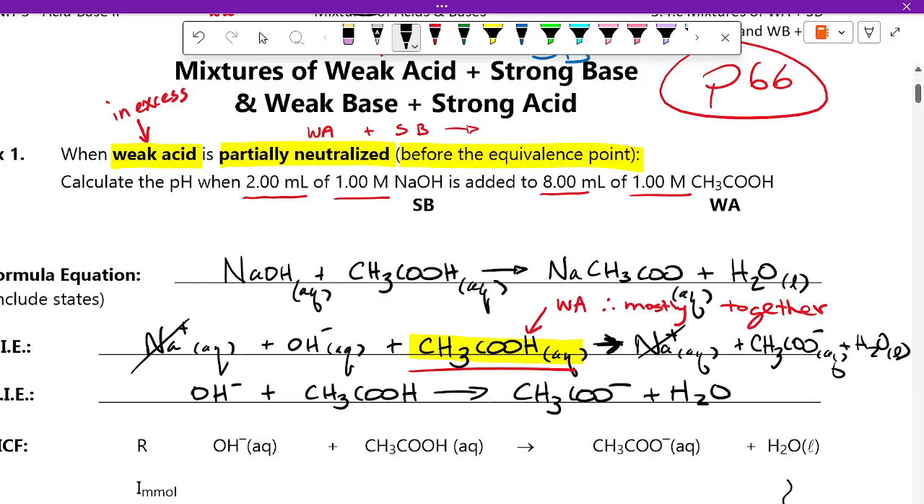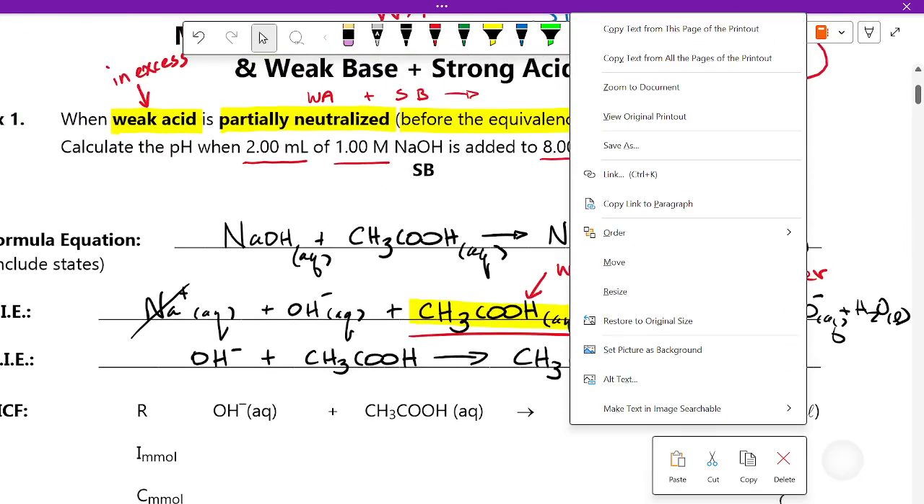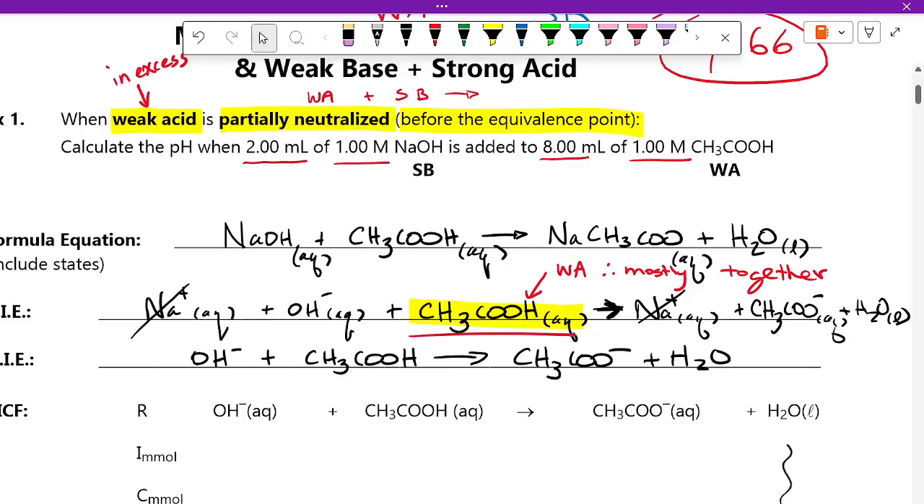And now we are going to do a RICFA table. Sorry, yes, a RICFA table, not a RICE table, because this is going to completion. So in order to do our RICFA table, what do we need to calculate? We need to calculate the initial moles of OH.